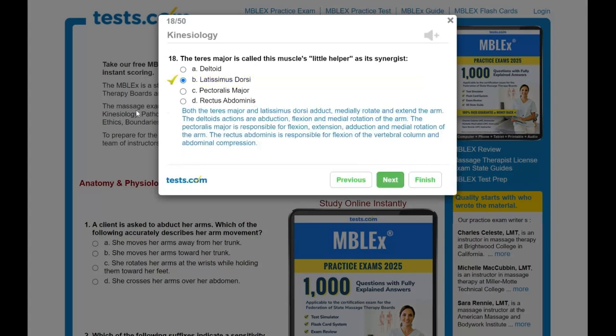B. Latissimus dorsi. Both the teres major and latissimus dorsi adduct, medially rotate, and extend the arm. The deltoid's actions are abduction, flexion, and medial rotation of the arm. The pectoralis major is responsible for flexion, extension, adduction, and medial rotation of the arm. The rectus abdominis is responsible for the flexion of the vertebral column and abdominal compression.